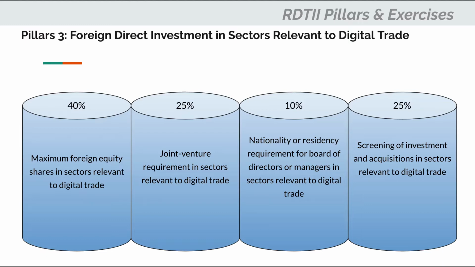The fourth subpillar, screening of investment and acquisitions, is given the same weight of 25% since, while it discourages foreign investors due to the time and cost involved in the screening process, and less predictability and certainty, it does not block foreign ownership. The third subpillar, nationality or residency requirements for directors or managers, is given the least weight, 10%, since the degree to which these requirements discourage foreign investment is relatively limited.